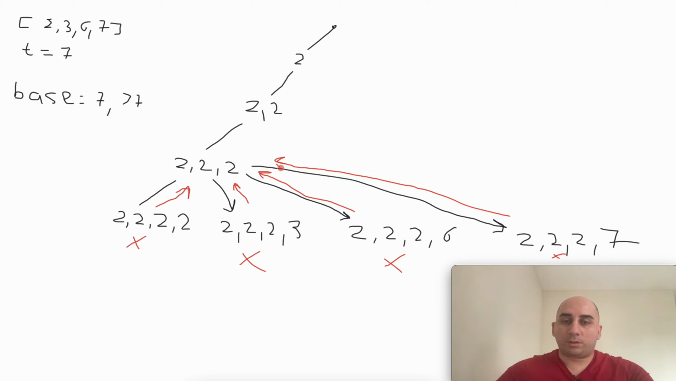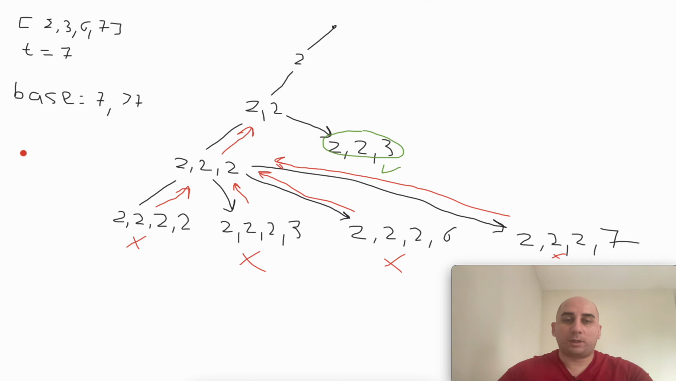Okay, so we exhausted all possible scenarios for 2, 2, 2. We considered 2, 2, 2, 2, then 2, 2, 2, 3, and the 6 and 7. So we can backtrack from this branch of our tree. Now we need to consider the next one, which is for 2, 2, which is 2, 2, 3, right? In this case, does it equal our base case or is it more than our base case? It's actually exactly equal to our base case, so we are adding this one to our solution.